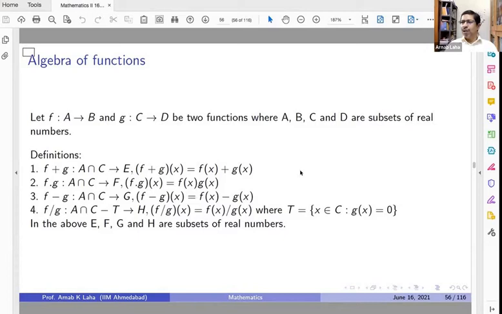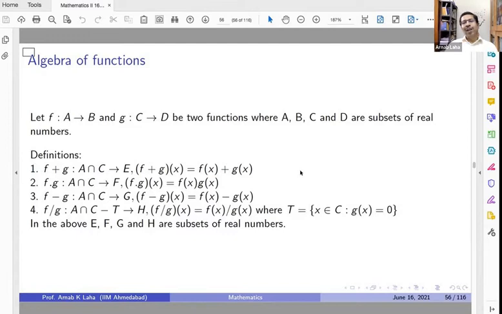First definition is that of addition. If we have two functions, f which has domain A and range B, and g which has domain C and range D, the addition of these two functions, f plus g, has domain A intersection C and some range E, and it is defined as (f plus g)(x) is f(x) plus g(x).